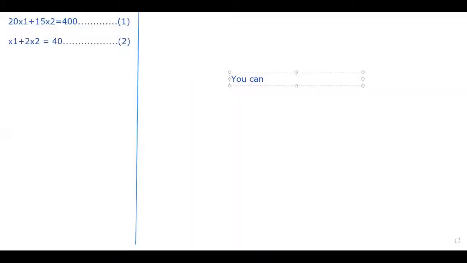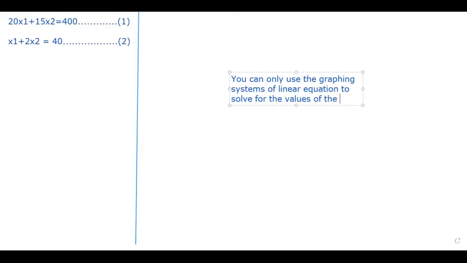So as I said, you can only use the graphing system of linear equations to solve for the values of the decision variables.